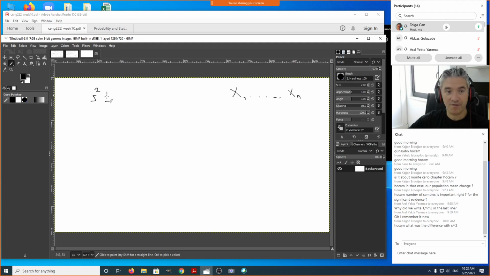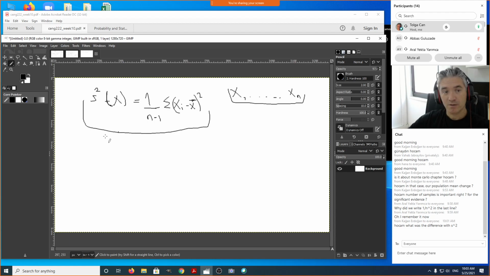So to find the sample variance S squared of x, how are you going to do that? You multiply by 1 over n minus 1, the summation of the squared differences of the xi's from x bar. You first find the average of these, then divide by n minus 1. This is your sample variance. If you take the square root of this, it becomes your sample standard deviation.